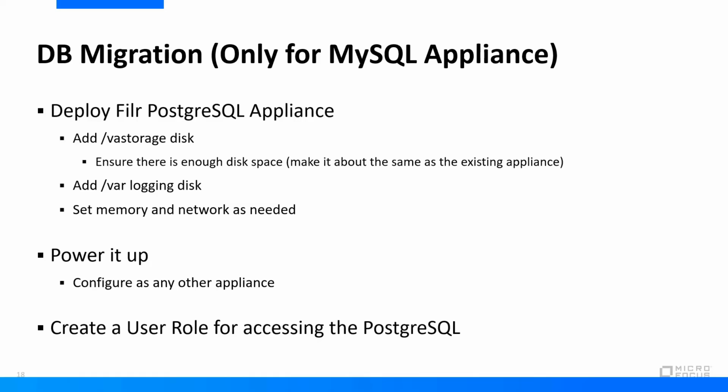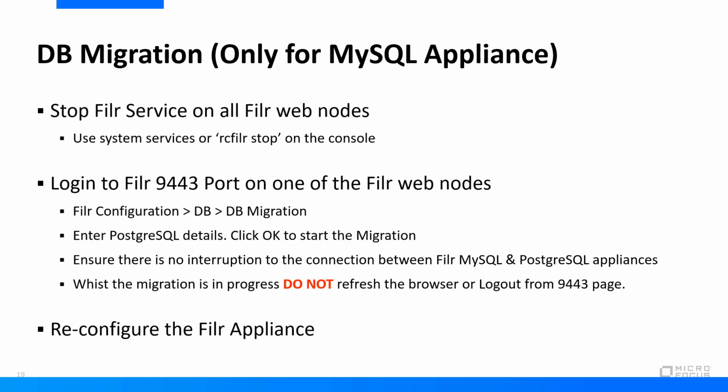So to migrate that, we need to deploy the Postgres appliance in exactly the same way as we deploy other appliances. So go and change memory, add the VA storage, the VAR, set up the network, power it up. But then we need to create a role, or a user effectively, for the Postgres SQL that Filr can use, which is exactly the same as we did with the MySQL database originally, if you remember that far back.